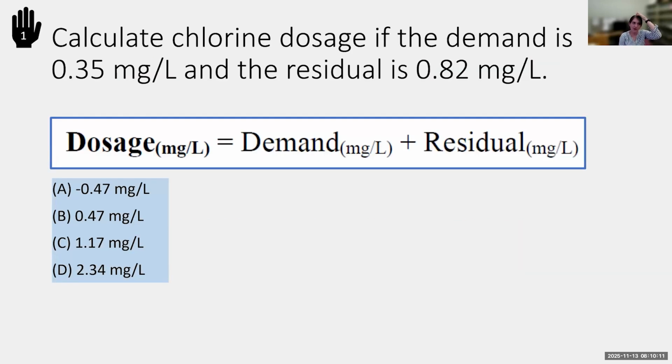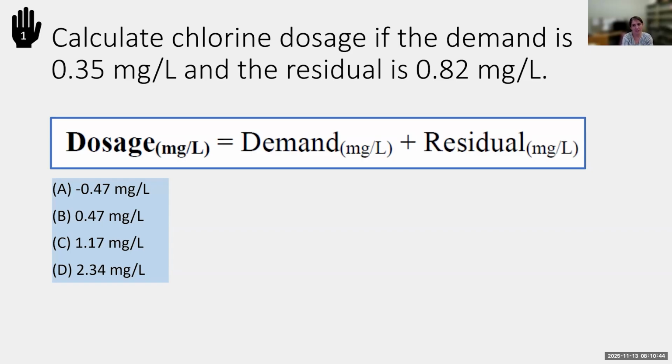All right, let's go over a problem together. This problem is asking you to calculate chlorine dosage if the demand is 0.35 milligrams per liter and the residual is 0.82 milligrams per liter. You have the dosage equation and a list of possible answers. A is minus 0.47 milligrams per liter, B is 0.47 milligrams per liter, C is 1.17 milligrams per liter, and D is 2.34 milligrams per liter.